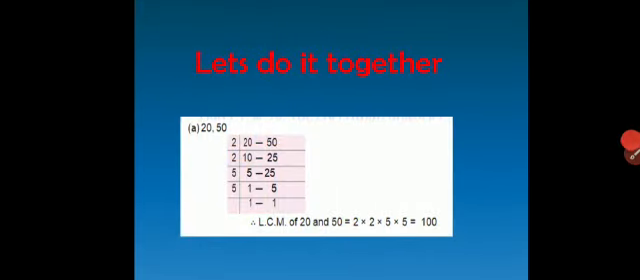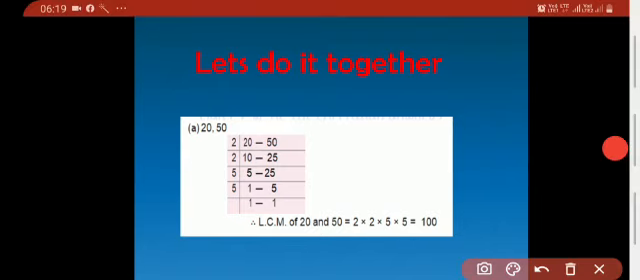After multiplying all these numbers, we get the LCM of these two numbers. Let's do it together. We have one more example with us, 20 and 50. We have tiers with us. Both the numbers are ready to be divisible, and the smallest prime number is 2. So we opt for 2 and write the quotient under. Again, one of the quotients is divisible by 2, so now we have the next tier ready.